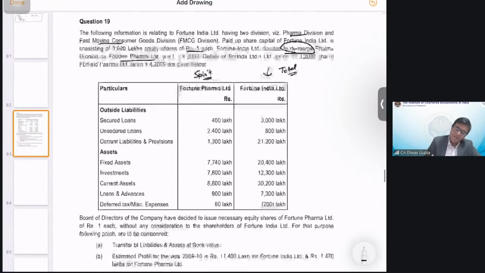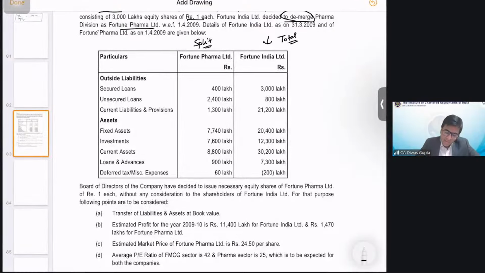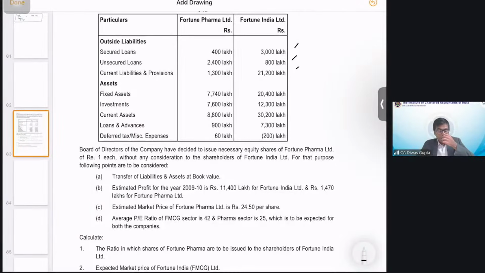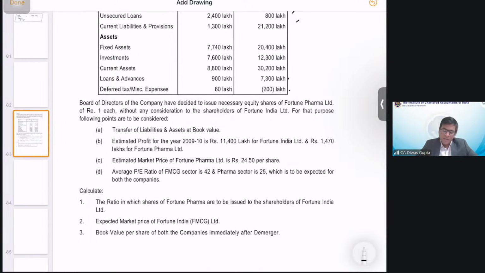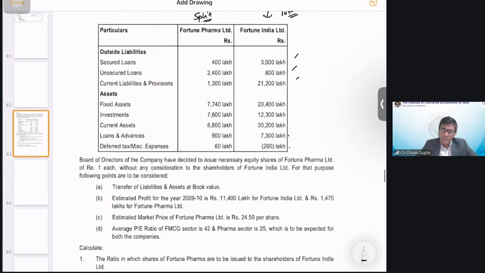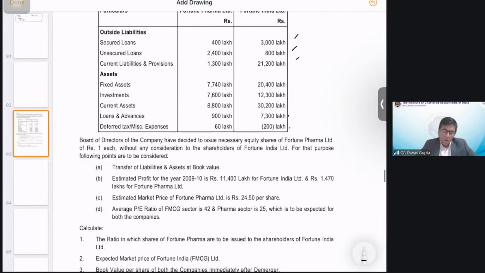Fortune Pharma. Now, outside liabilities, they have mentioned secured loans, unsecured loans, current liabilities, and provisions. Assets, they have put down as fixed assets, investments, current assets, loans and advances, and deferred tax and miscellaneous expenses. The Board of Directors of the company have decided to issue necessary equity shares of Fortune Pharma Limited, which is the new company, of rupee 1 each without any consideration to the shareholders of Fortune India Limited.